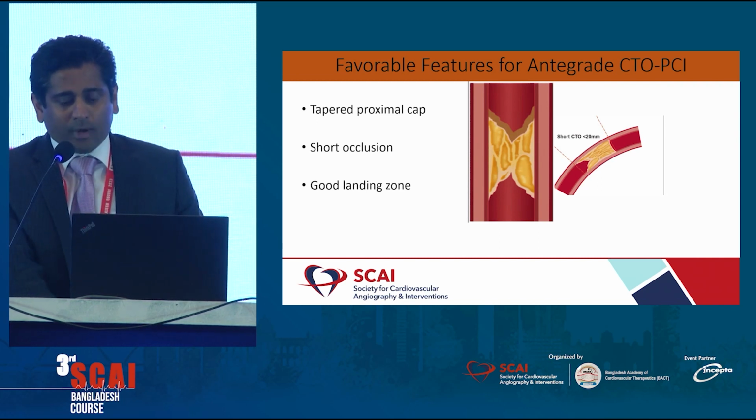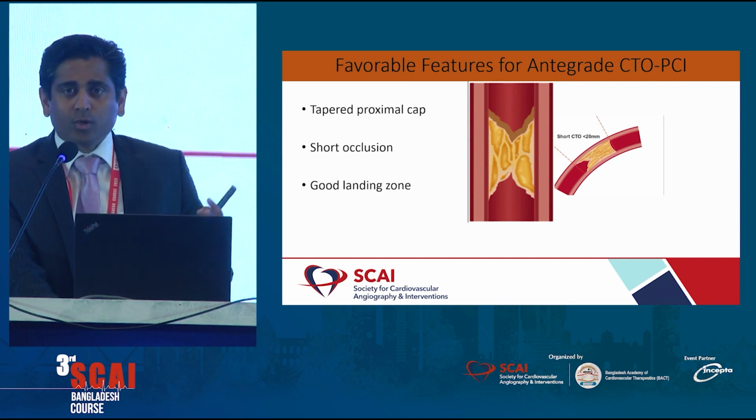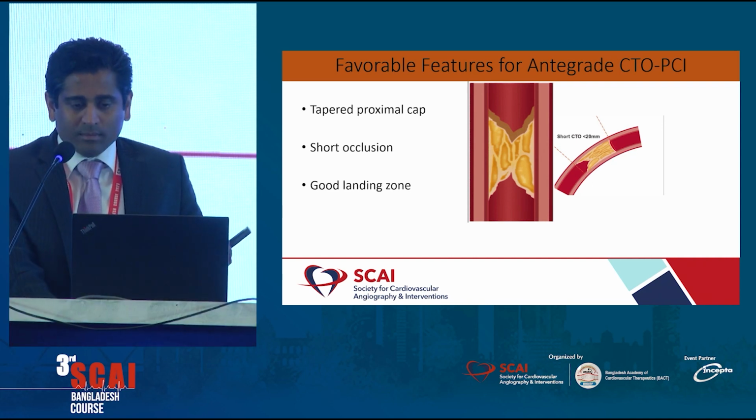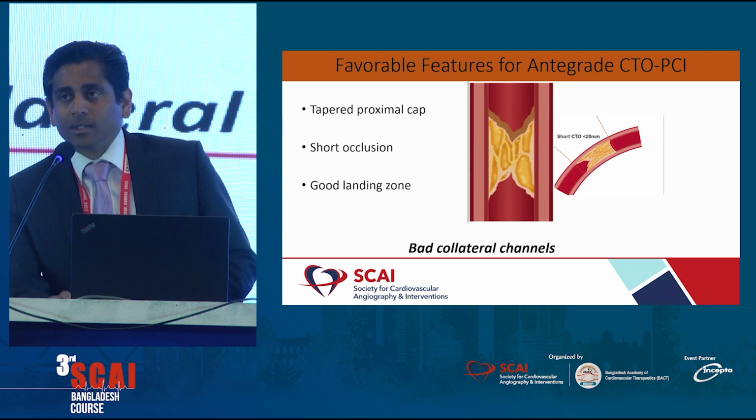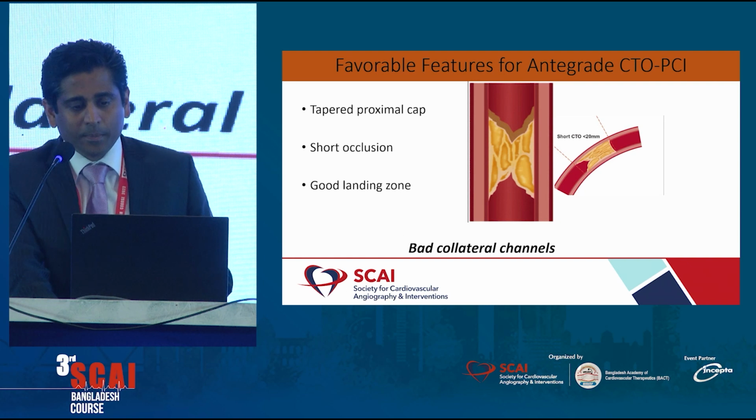What are the favorable features for antegrade CTO angioplasty? It's usually a tapered proximal cap, short occlusion, and a good landing zone. But also, if you have very bad collateral channels, which means you can't do retrograde, then you have to work towards getting the artery open antegradely.